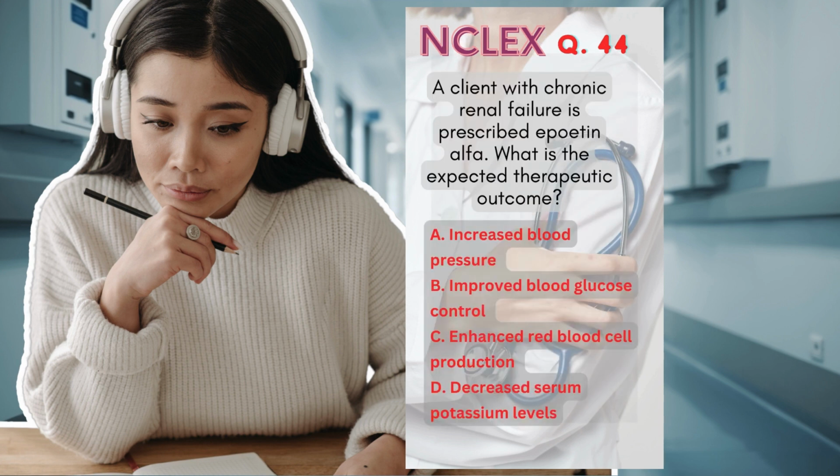Question. A client with chronic renal failure is prescribed epoetin alpha. What is the expected therapeutic outcome? A. Increased blood pressure. B. Improved blood glucose control. C. Enhanced red blood cell production. D. Decreased serum potassium levels.